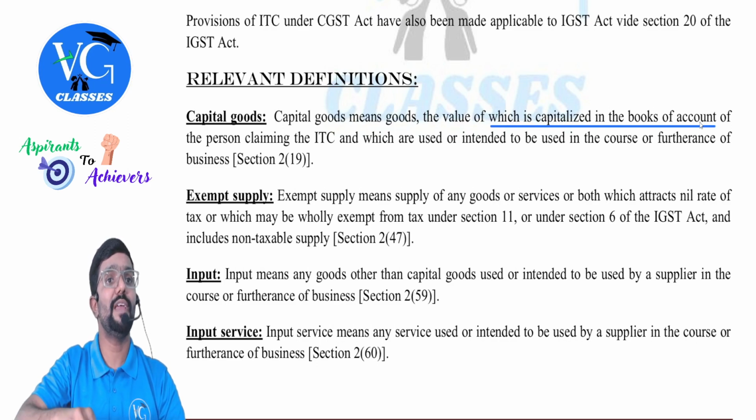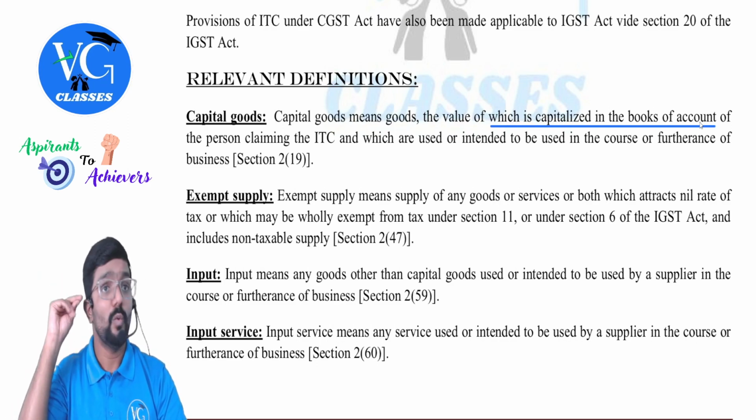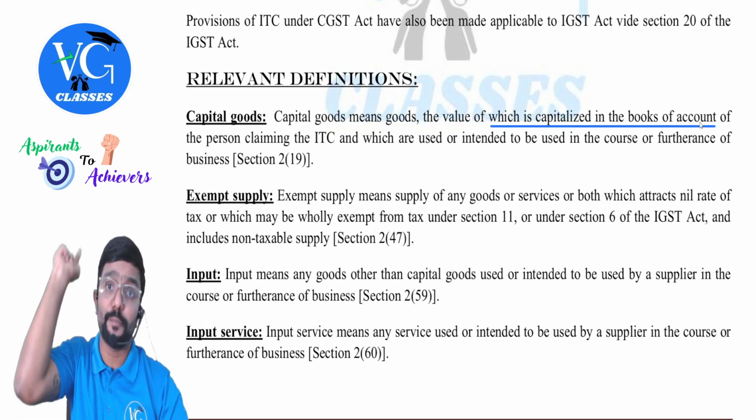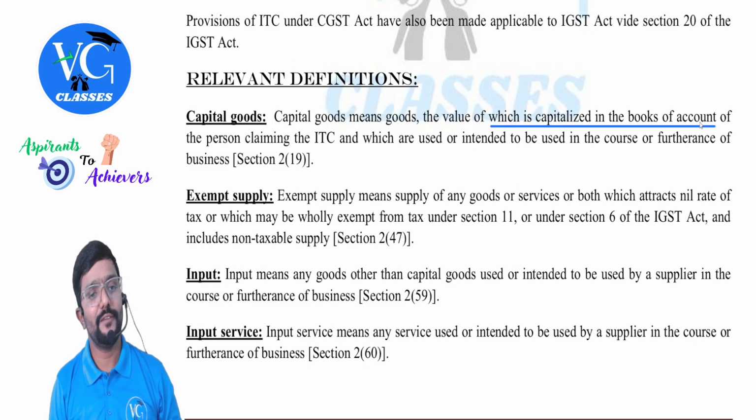Sir, I have purchased a vehicle for personal purpose. Can I claim a credit for it? No, no, no. Only for the assets which are purchased for business purpose, you are eligible to claim credit, guys. So section 2 clause 19 defines capital goods.